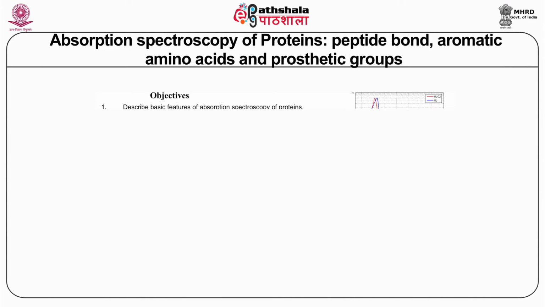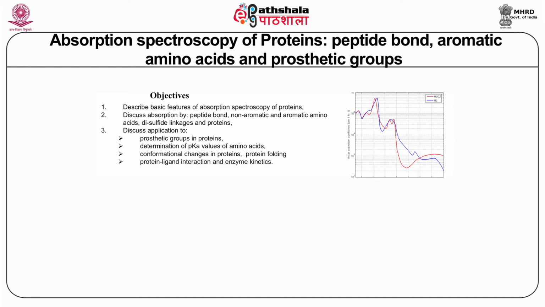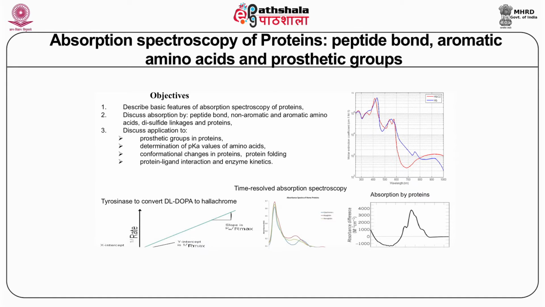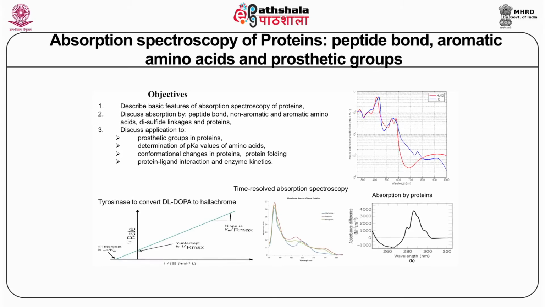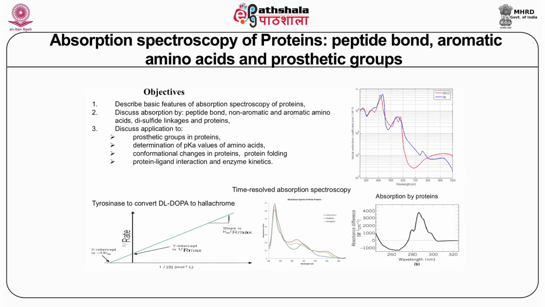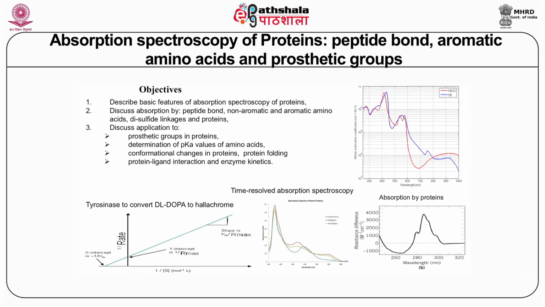Then you study the peptide, what is the contribution of the peptide in a protein, then the aromatic amino acids, which range they absorb, and what is the application to determine the concentration, and so on and so forth. Prosthetic groups are those in proteins which have an additional absorption other than the peptide bond, like the heme group. So that will also contribute to the absorption spectrum. These will be discussed in a very detailed manner, along with the role of the disulfide linkage and so on.